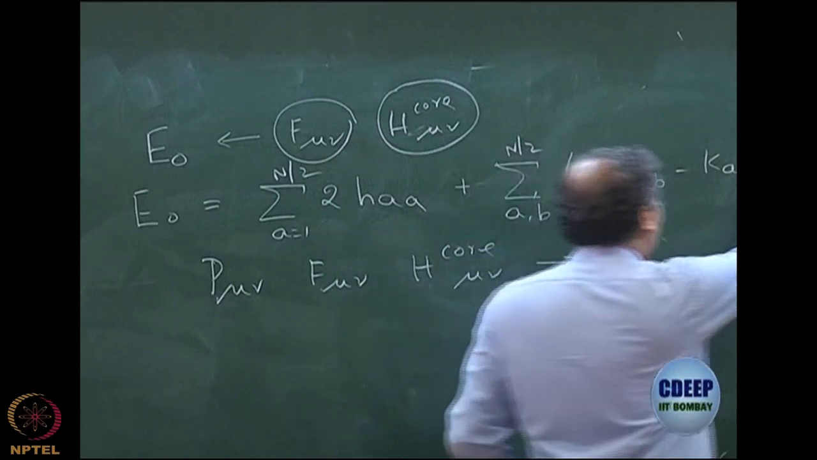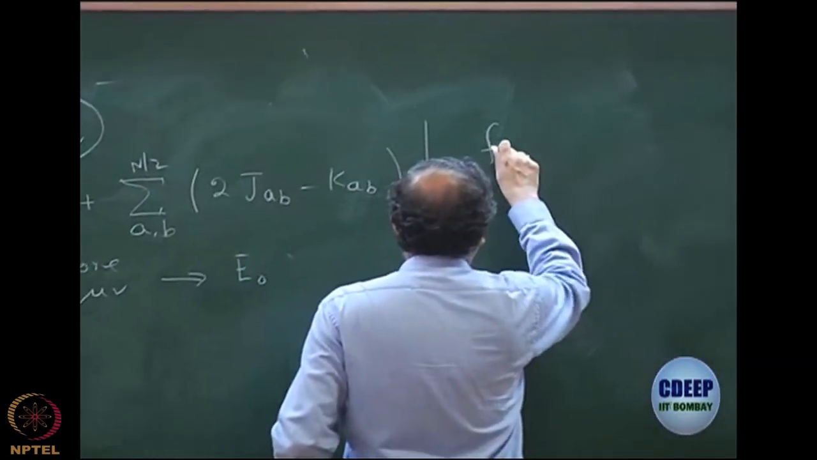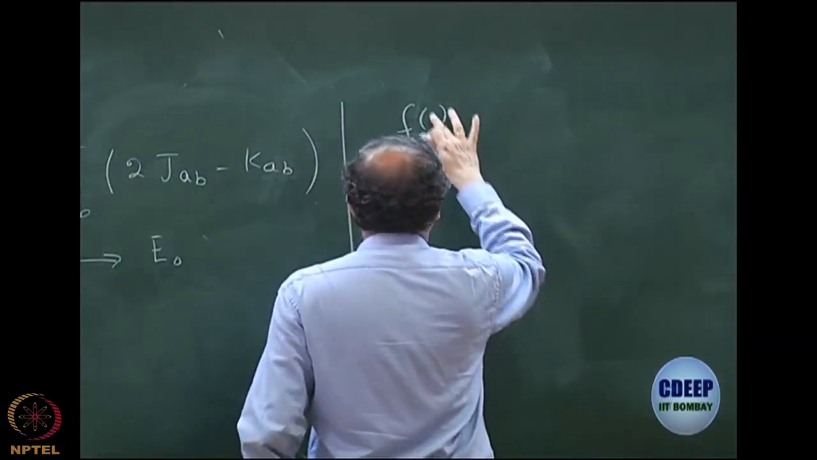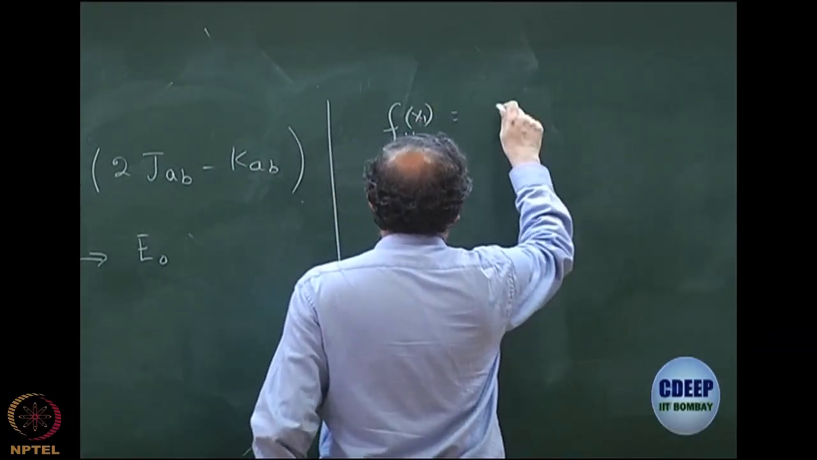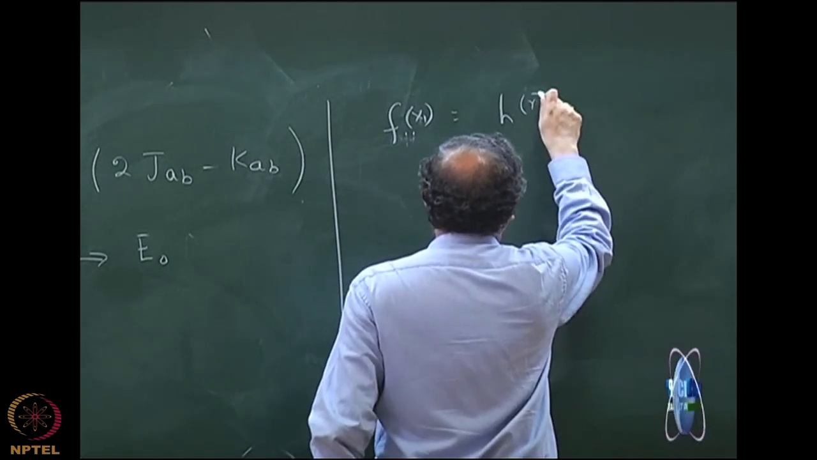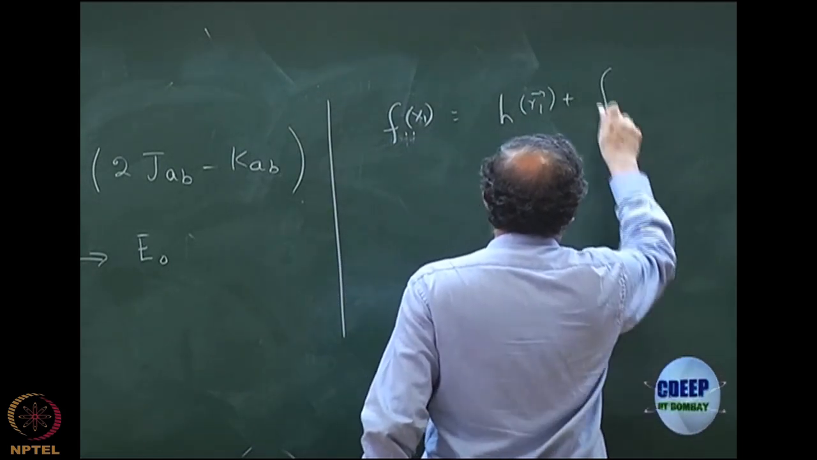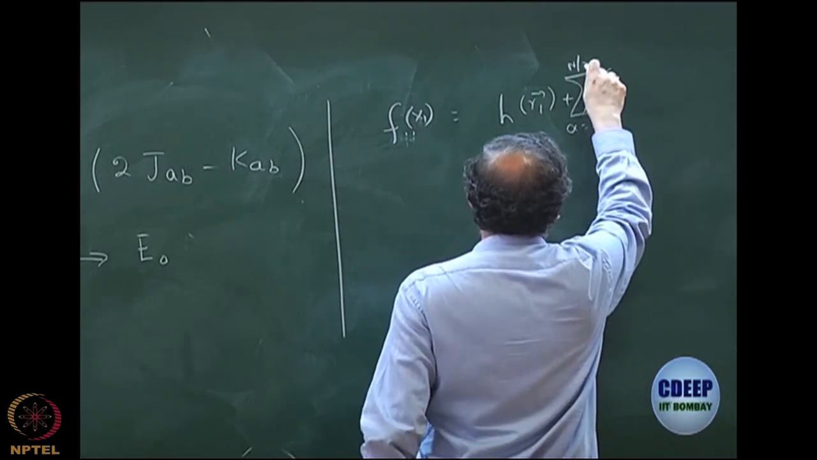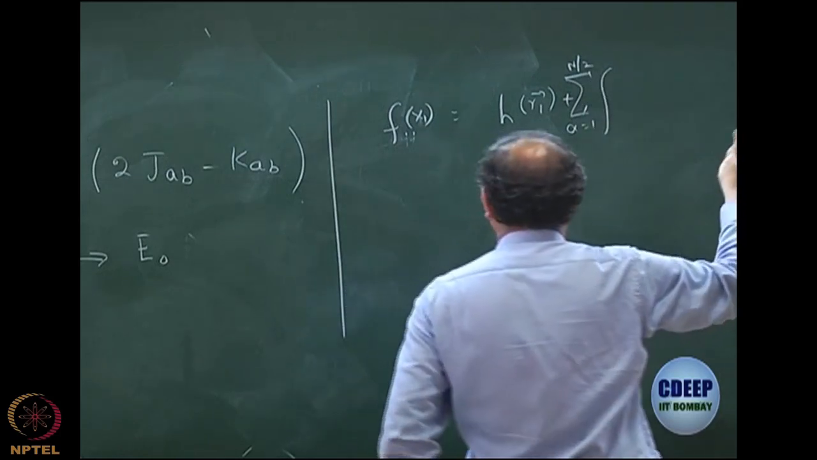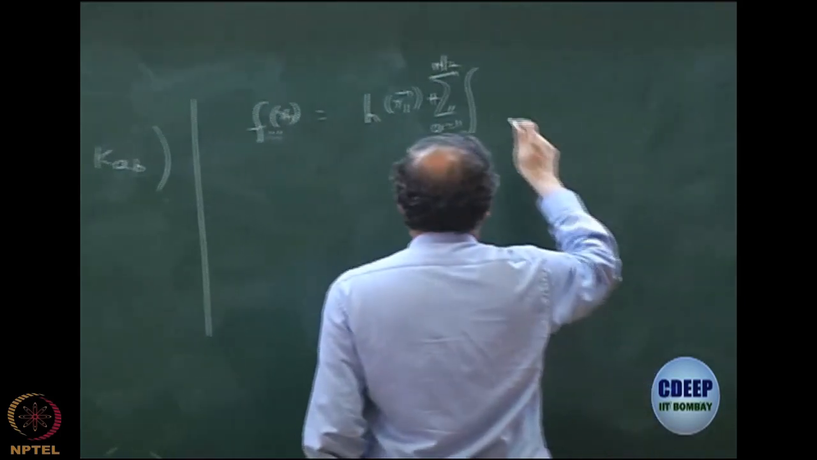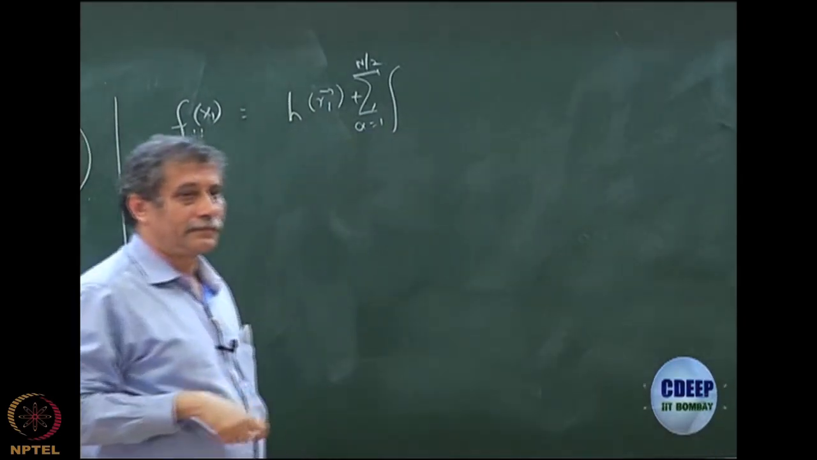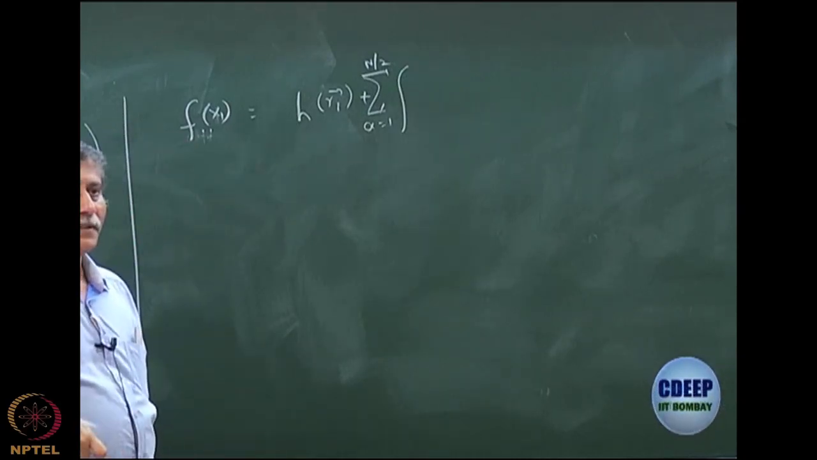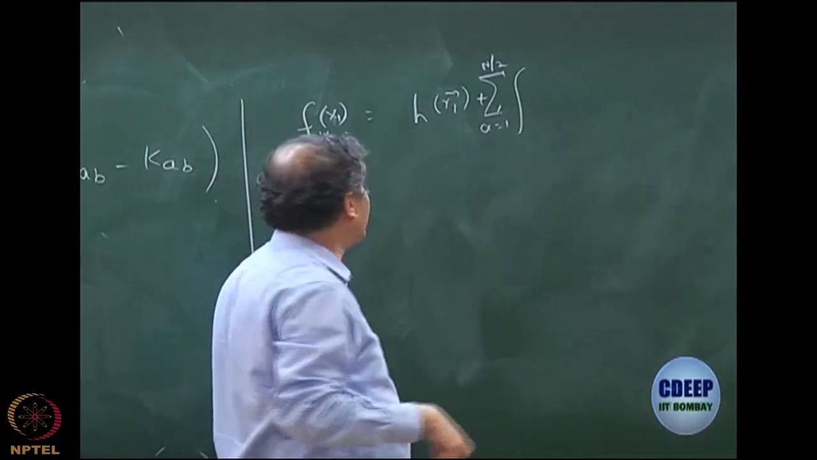I may also mention before I go forward that the Fock operator in spin orbital, so I call it F of, let us say, x1, is equal to H of r1, those who have difficulty in writing, plus the sum over j or A equal to 1 to n by 2. Okay. Now complete it. Complete this in terms of spin orbital.